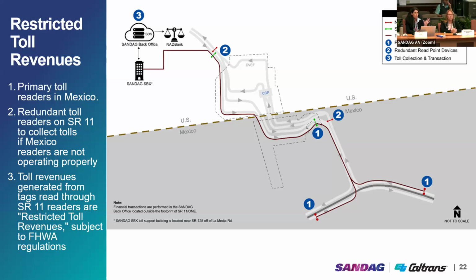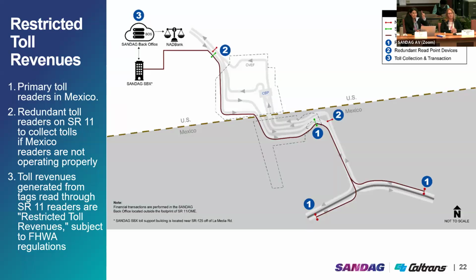footprint. So under this new structure, the toll transaction is fully electronic. No cash is transacted. The other main change is that the primary toll readers are moved to the Mexican side of the border so that both northbound and southbound traffic will be pinged outside of State Route 11, outside of that footprint. And the actual toll transaction will be handled at SANDAG's tolling center. There'll also be sets of redundant readers, which would be used in case the primary readers go down.